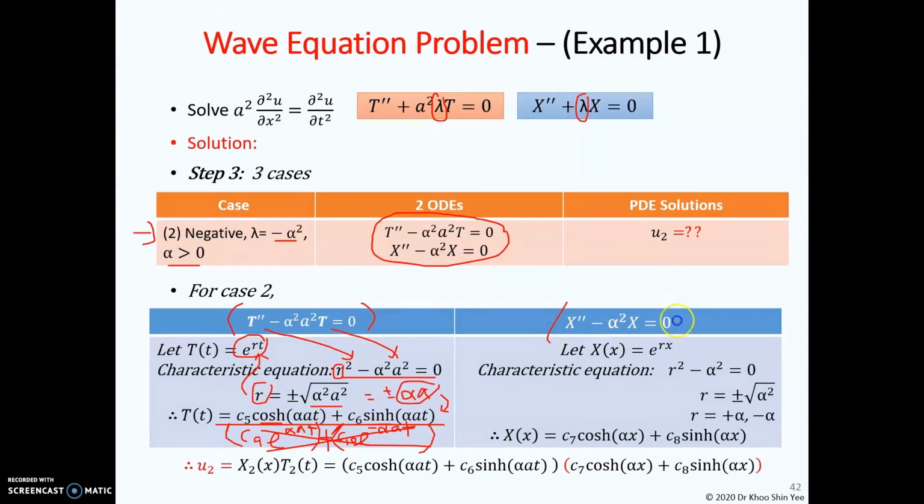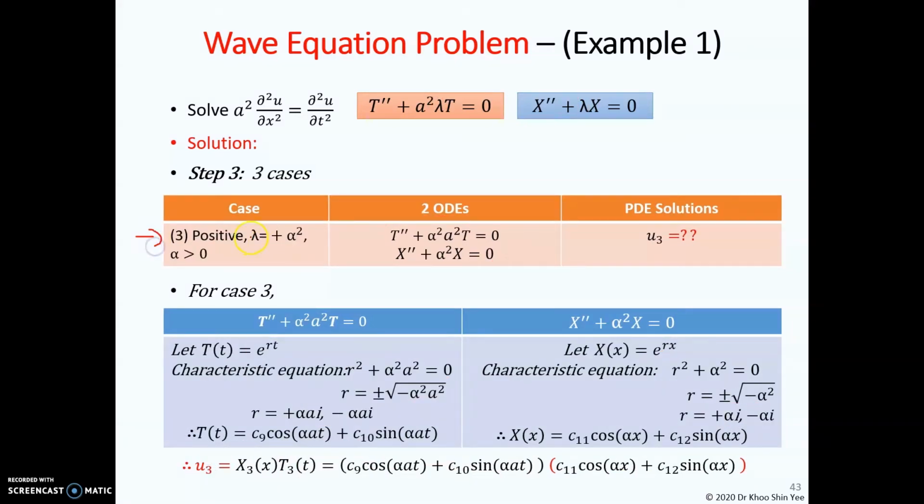Let's continue to solve the second ODE here. X double prime can be converted to r squared, negative alpha square x can be converted to negative alpha square. Rearrange this equation, you obtain your root equal to plus minus alpha. Since this is real number, therefore it can be converted to hyperbolic cos and hyperbolic sine format. Multiply the x and t solution here, then you obtain the PDE solution for second case.